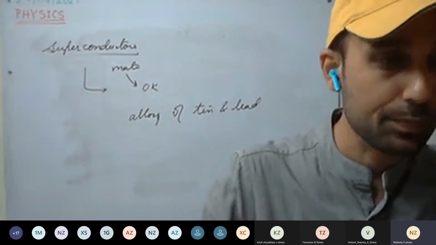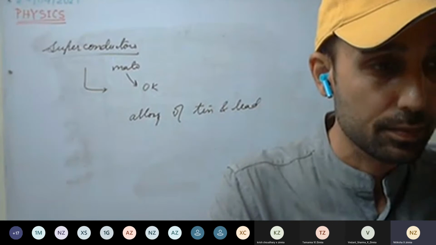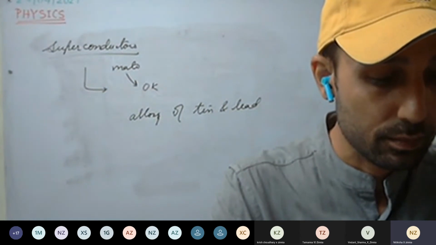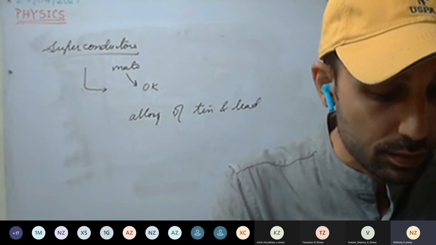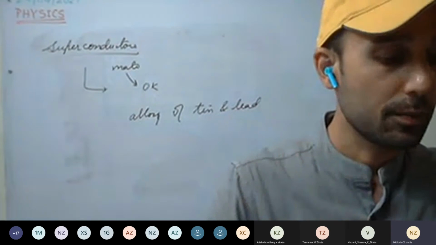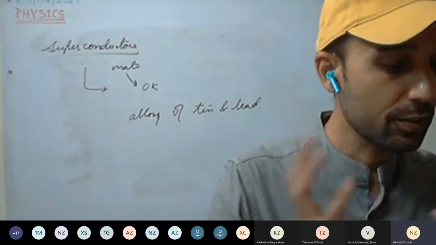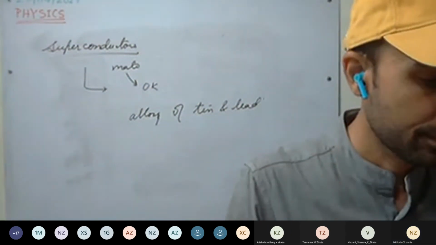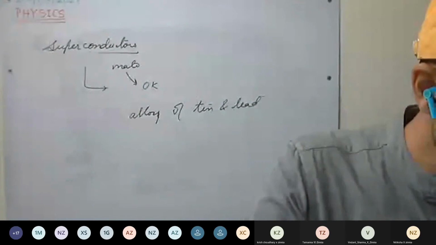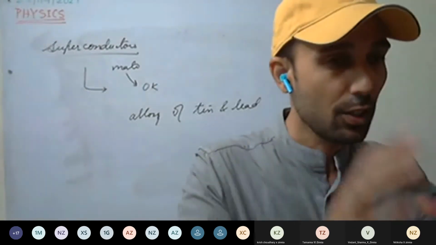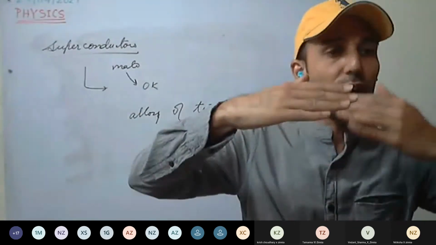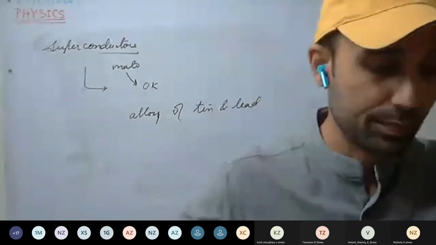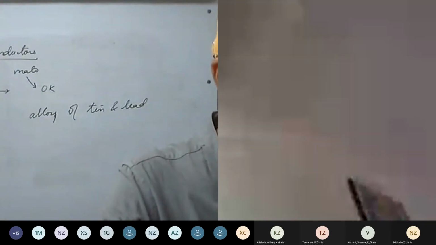Excuse me, sir. What is the meaning of tremendously? It is given on page number 184. See, tremendously means a very high amount. In superconductors, it is given that resistance decreases tremendously, that is, by a large quantity, very fast, with the decrease in temperature.